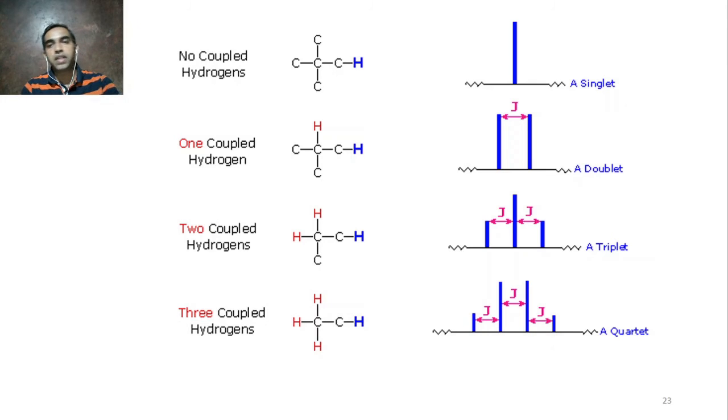Then there is something called J value. J value is the distance between these two peaks. I mean the triplet, distance between this and this. Quartet, distance between any two consecutive peaks.